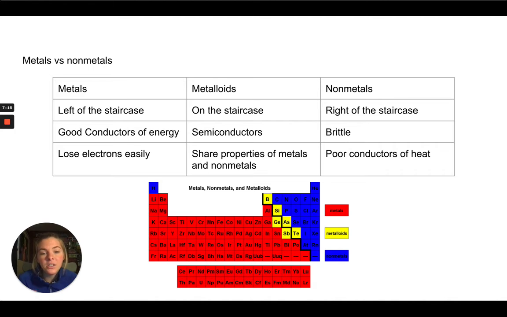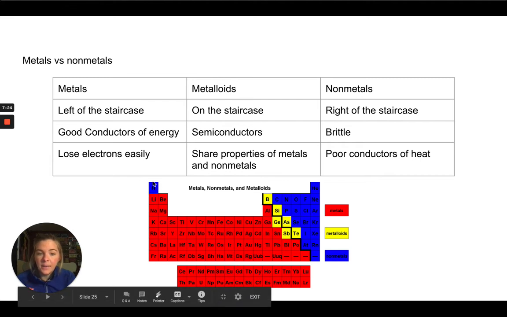And then nonmetals are to the right in the blue. They're very brittle and they don't conduct heat well. Notice that hydrogen is a nonmetal. It's just in a wonky spot. So remember that.